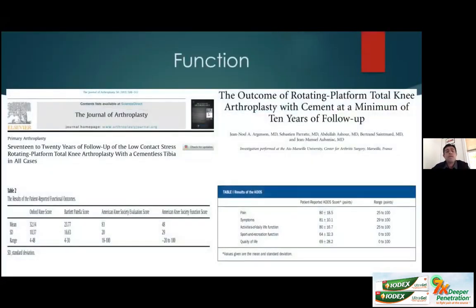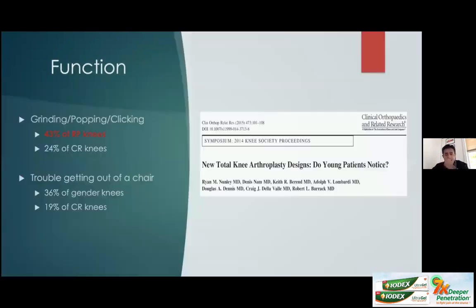How about a rotating platform design? Does that lead to good function? So these are studies which looked at a cementless rotating platform design and a cemented rotating platform design and found that they are equal. They found that overall patients seem to do pretty good. And if you look at the functional scores, the raw numbers are similar to a kinematically aligned group.